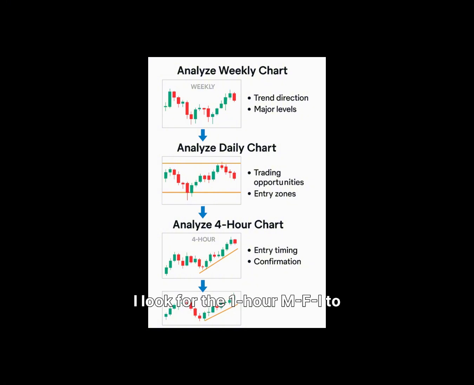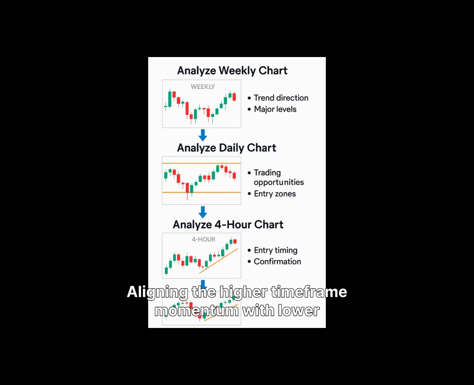I look for the 1-hour MFI to dip into the oversold zone while the daily is still bullish. This ensures I'm buying the dip in a major uptrend, rather than trying to catch a falling knife. Aligning the higher time frame momentum with lower time frame entries significantly increases your win rate.